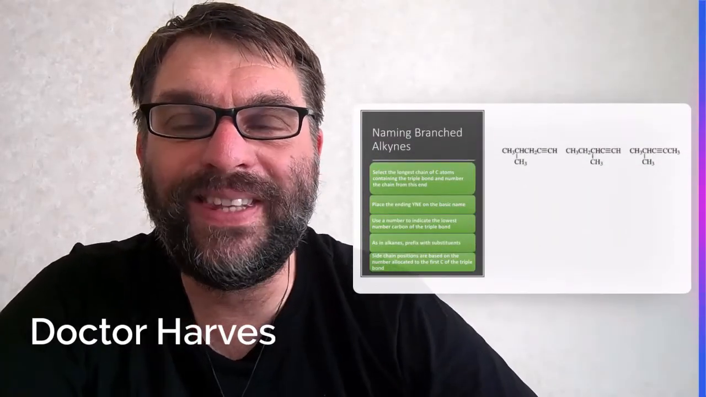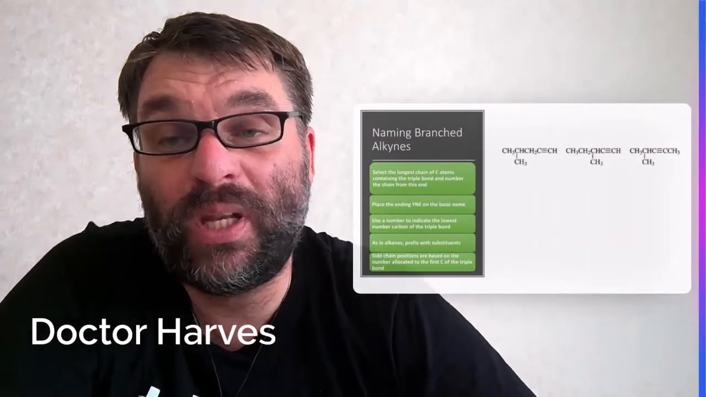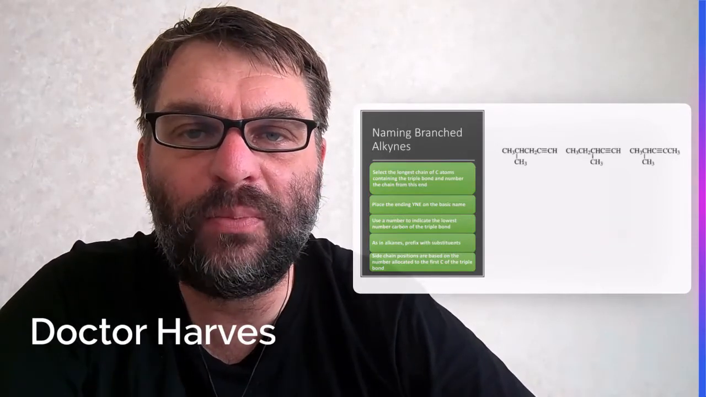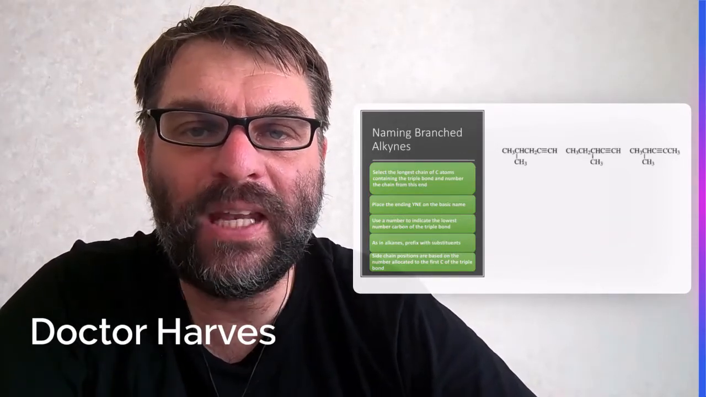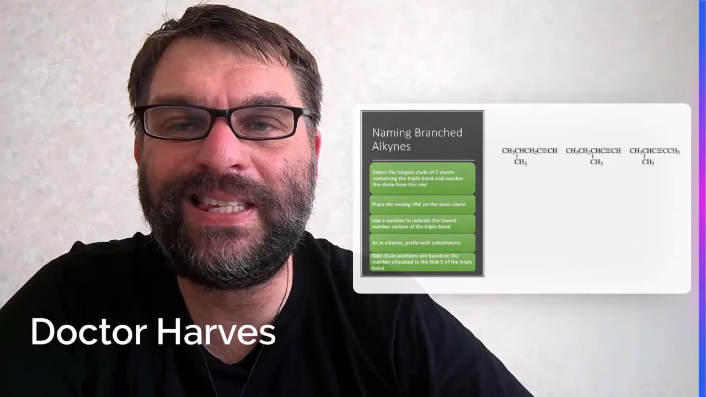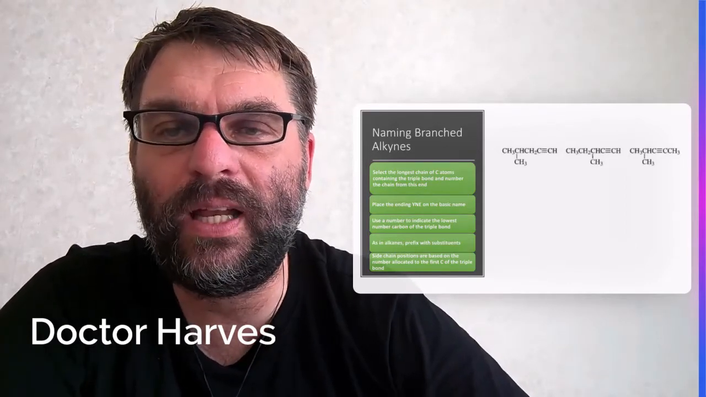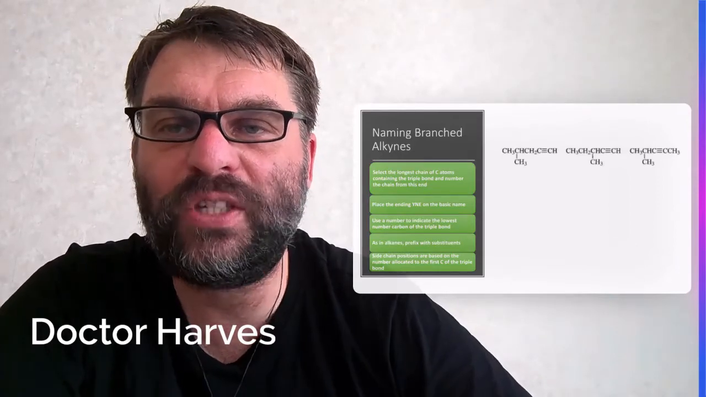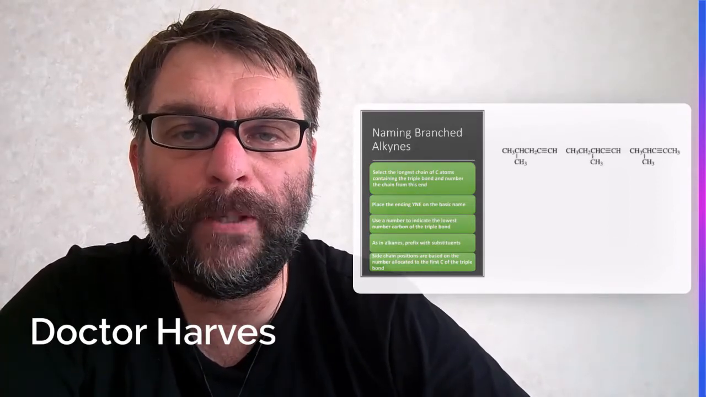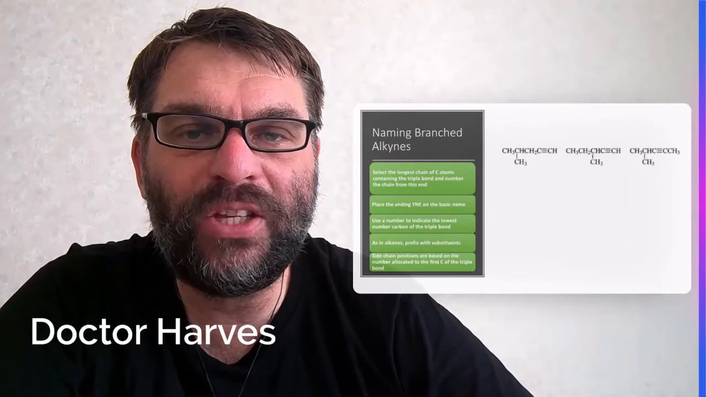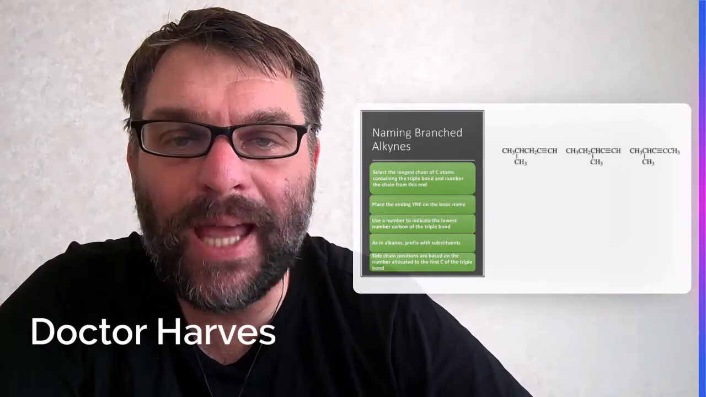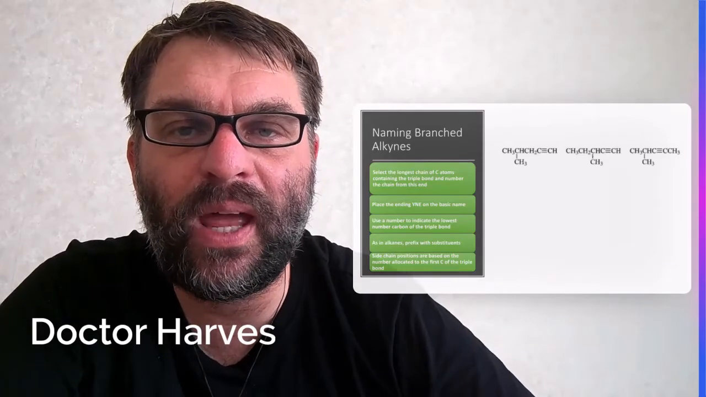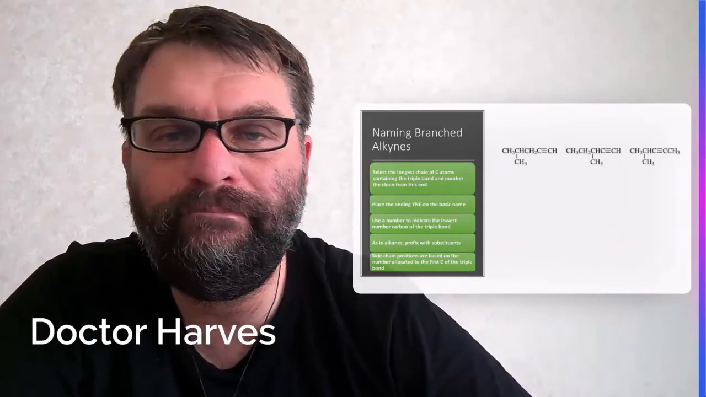So in terms of naming branched alkynes, or naming alkynes in general, you select the longest chain of carbon atoms containing the triple bond and number the chain from this end. Okay, so basically the smallest number has to go to the first carbon which is attached to that triple bond. Then you place the ending -yne on the basic name, and then use a number to indicate the lowest number carbon which has that triple bond.